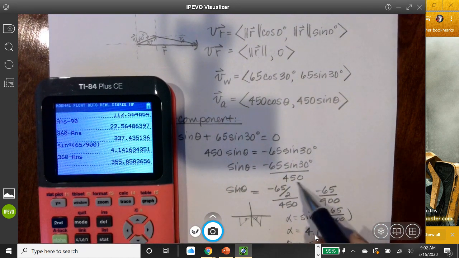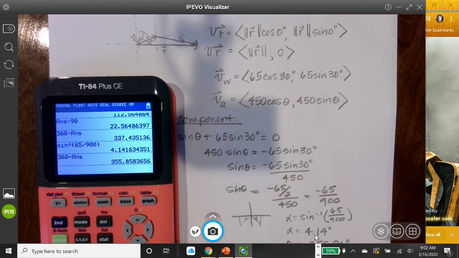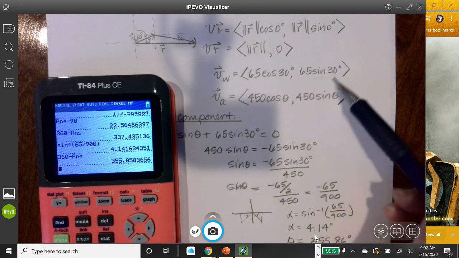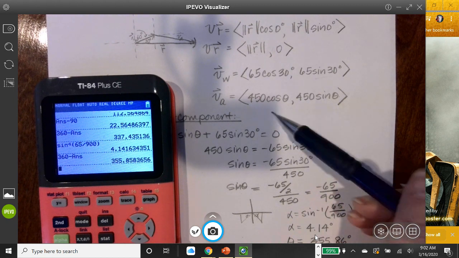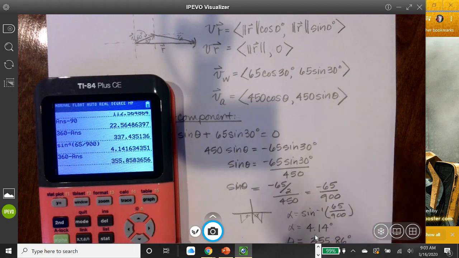Now, why did I use inverse sine instead of inverse tangent? Because I'm solving the sine here. All right, so that's what the theta is for the wind. Okay, so if I know the theta for the wind, for the airplane now, for the airplane, can I find its components for the velocity of the airplane?